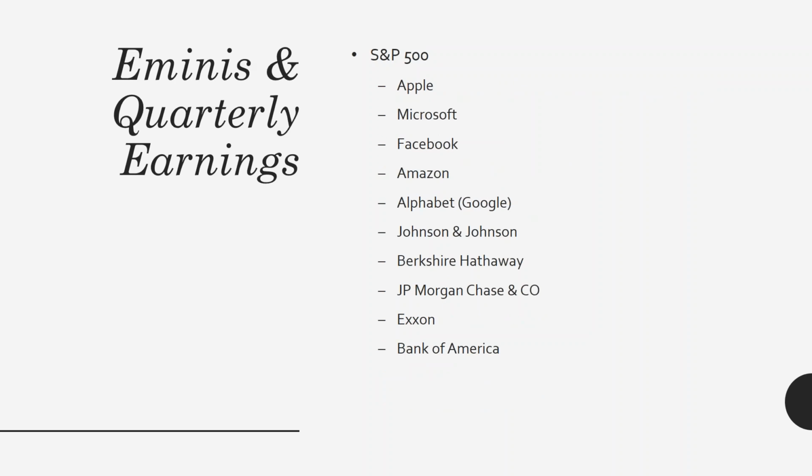Now, the E-minis and quarterly earnings. For example, the S&P 500, these are the top 10 companies that are in that index: Apple, Microsoft, Facebook, Amazon, Google, Johnson & Johnson, Berkshire Hathaway, JP Morgan, Exxon, and Bank of America.